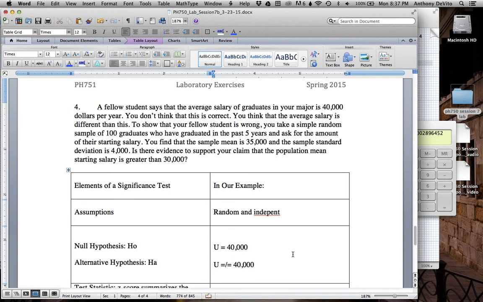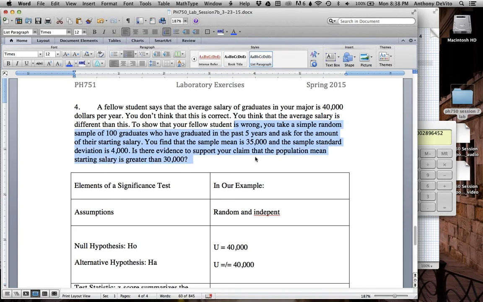right? All you're trying to do is prove that he's wrong, that it's not really 40,000. He says the average salary is 40,000. You don't think this is correct. So the null hypothesis is that the average salary is 40,000. Your alternative hypothesis is that it's not equal to 40,000. Could be less, could be more. As it happens, you're going to test that.